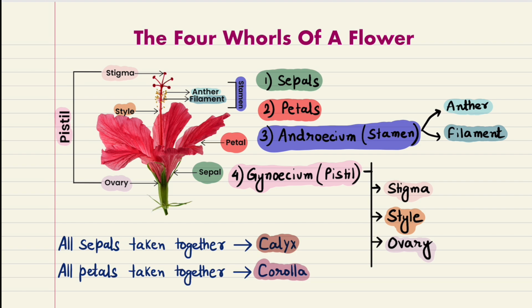Moving forward, when all the sepals are taken together, the system is called calyx, and when all the petals are taken together, the system is called corolla.